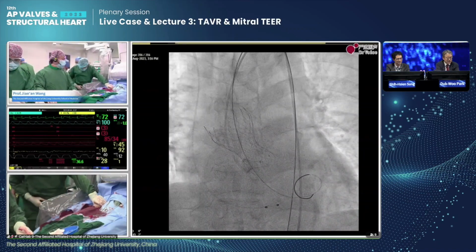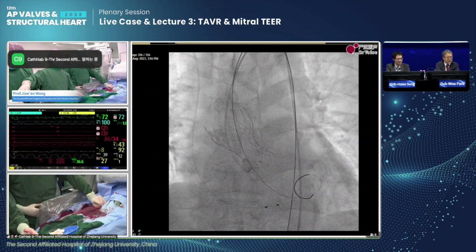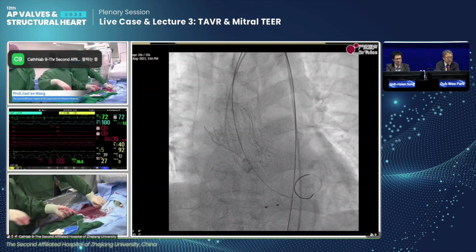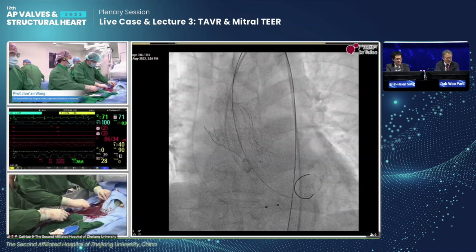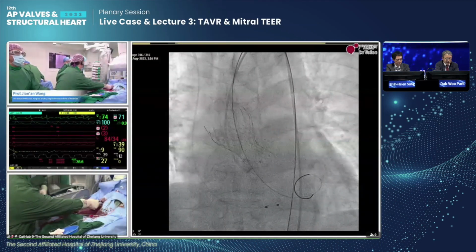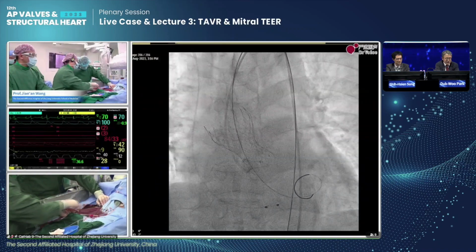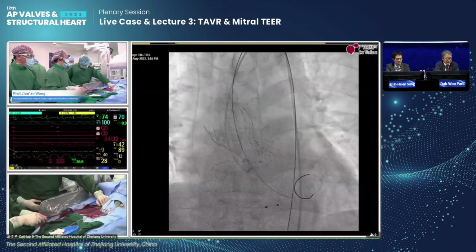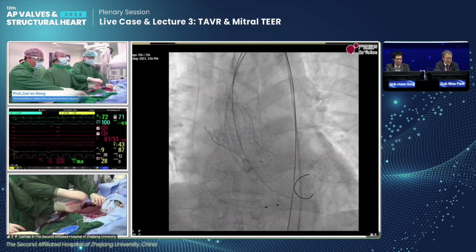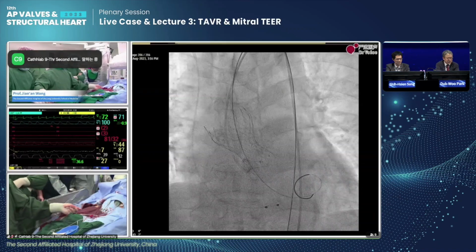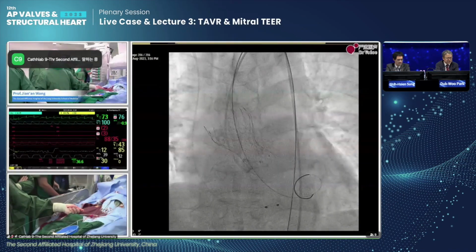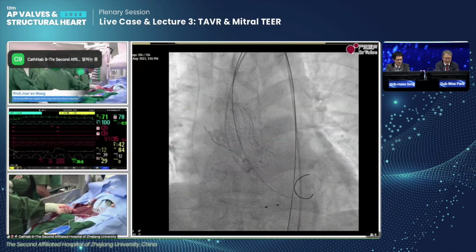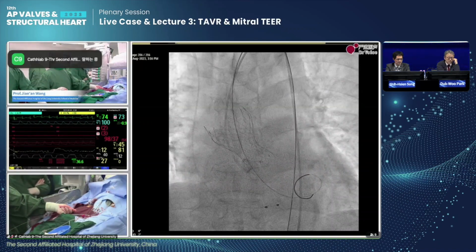Or just an aortogram. The diastolic pressure is very low, I think. I would like your comments about post-dilatation. I think at this stage, after checking the aortogram, deciding on further dilation would be more reasonable. But from the fluoroscopic image, it looks like the device has not been fully opened. It's a little constrained at the leaflets. Yes, you're right.